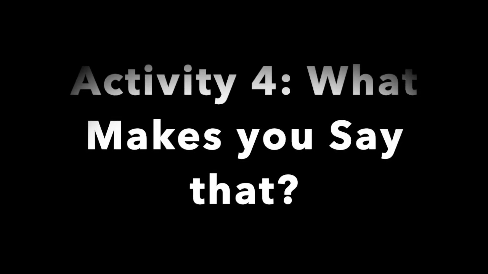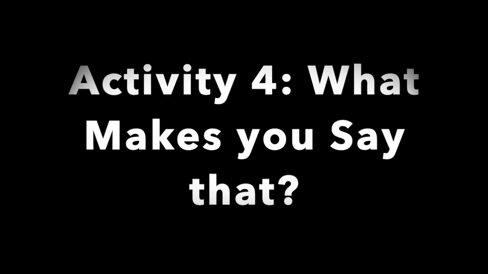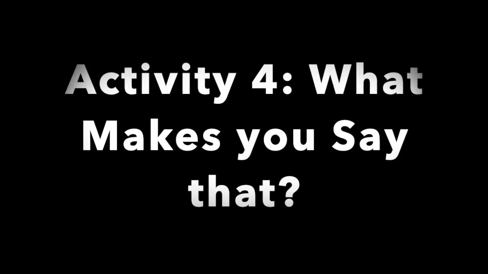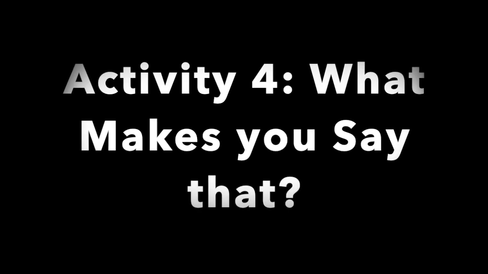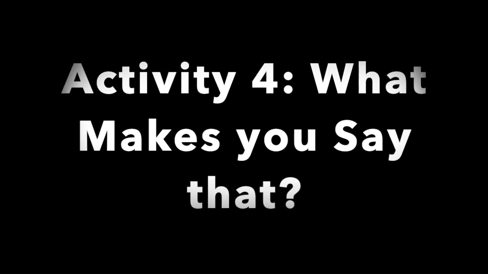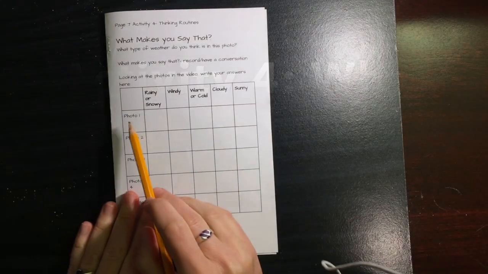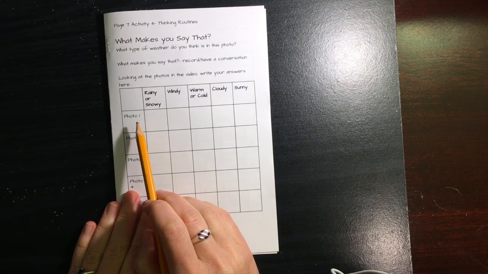For activity 4, I'm going to show you 5 different photos, and you're going to use any clues you can find in the photos to figure out what the weather is. And then you're going to think about what makes you say that. First photo is of a porcupine.